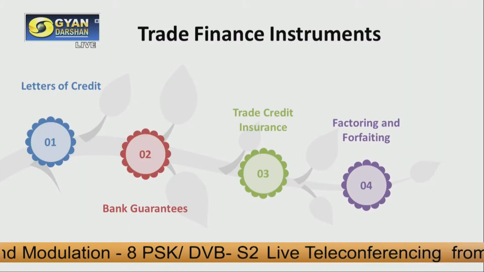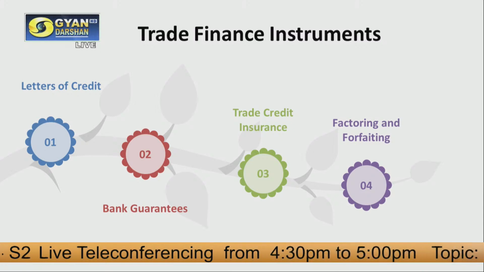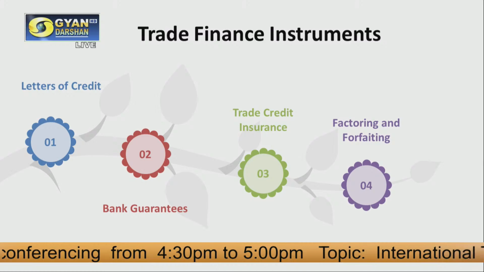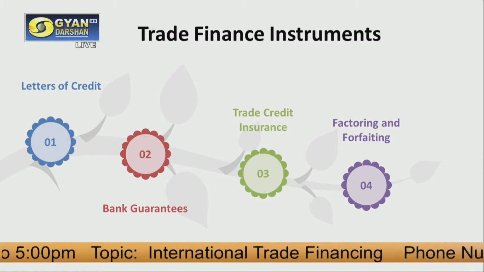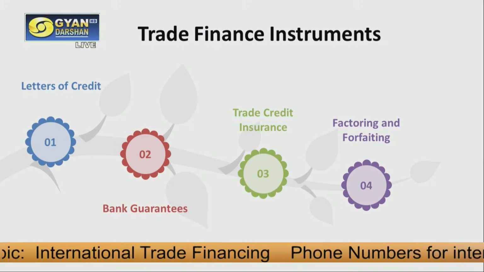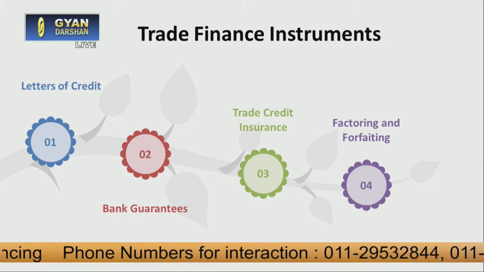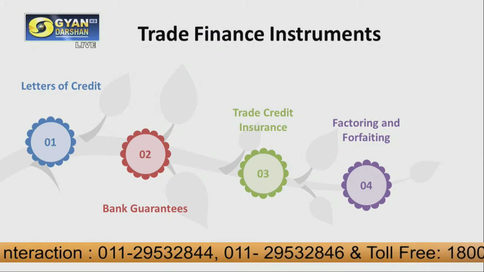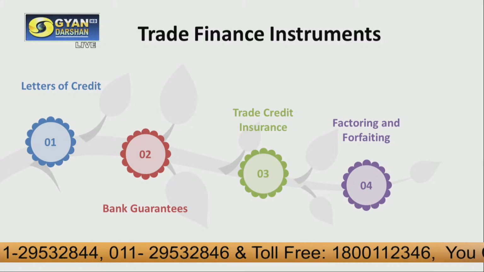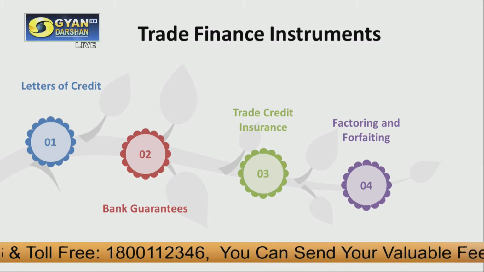Now let us see, friends, what are the various trade finance instruments. First, we have already discussed the letter of credit. There are various kinds of letter of credit which we have already discussed: confirmed letter of credit, unconfirmed letter of credit, transferable, back-to-back letter of credit, revocable, irrevocable, and sight and usance letter of credit. So these are the various letters of credit which we have already discussed in the previous slide.